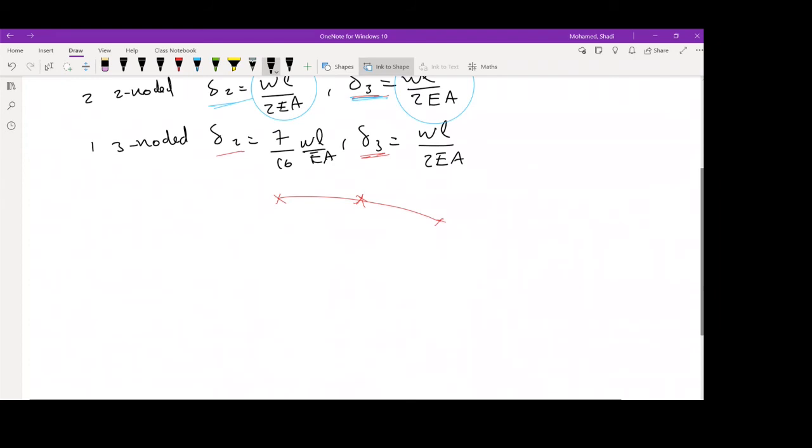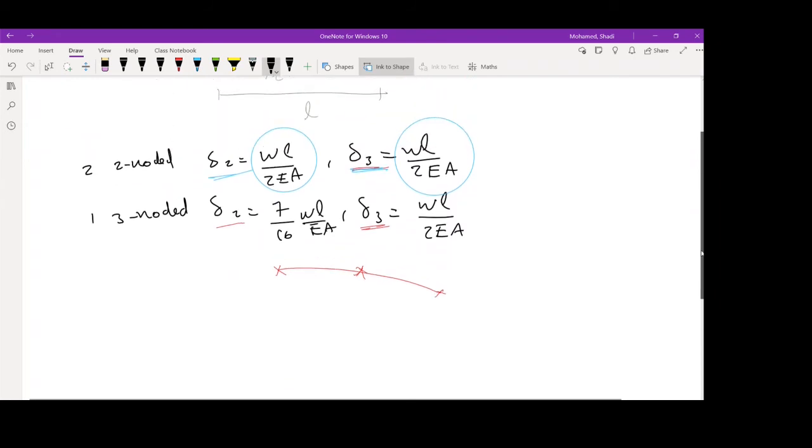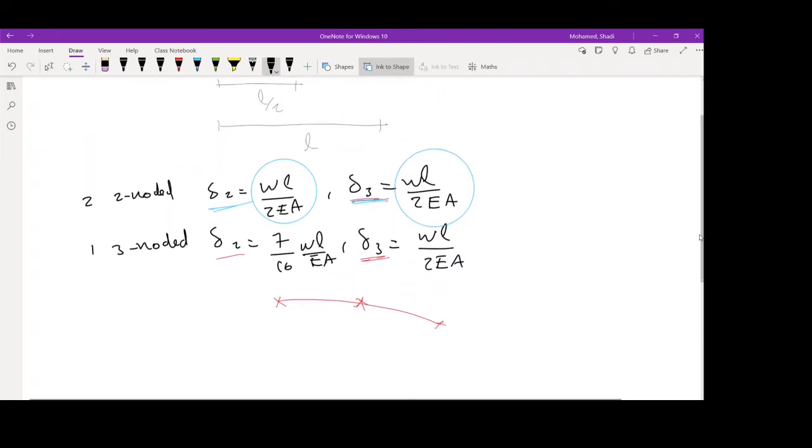Now I'm going to draw the stress from the two-noded elements and the stress from the three-noded elements, and then eventually I'm going to draw the exact stress. Let us look into the exact stress first. Probably it is better to start from the exact stress.